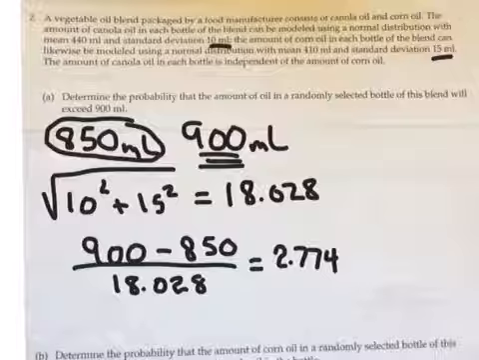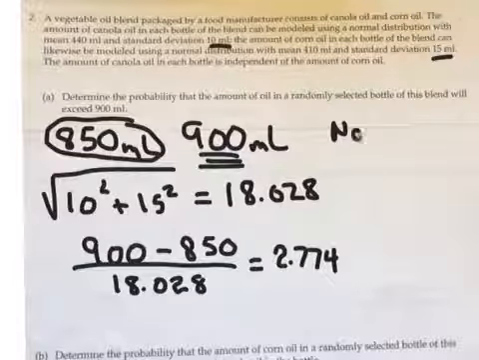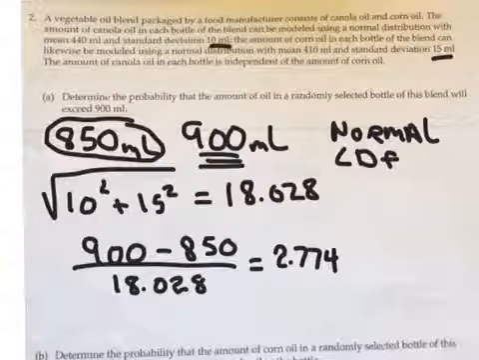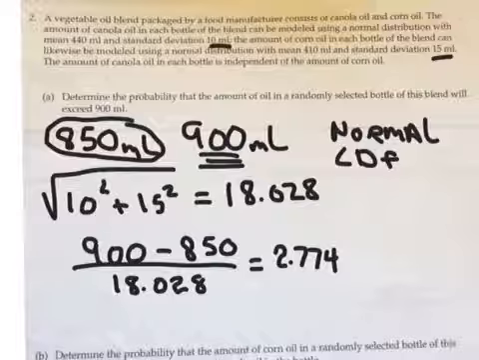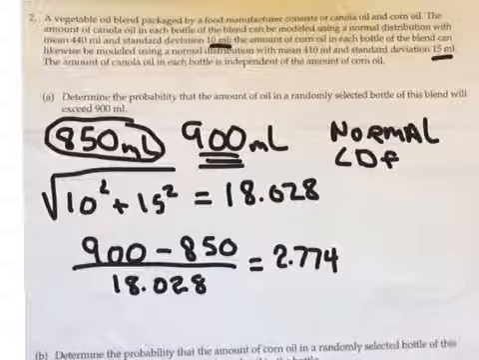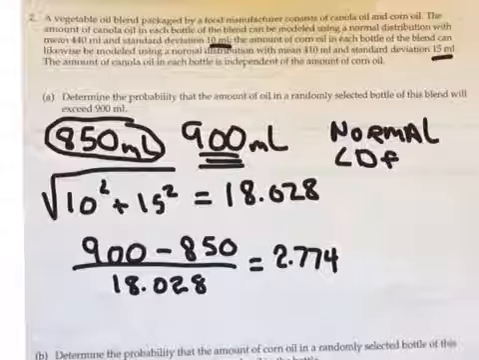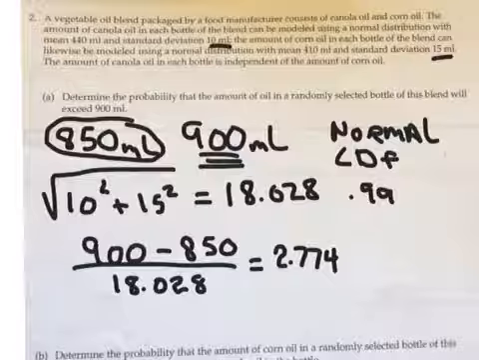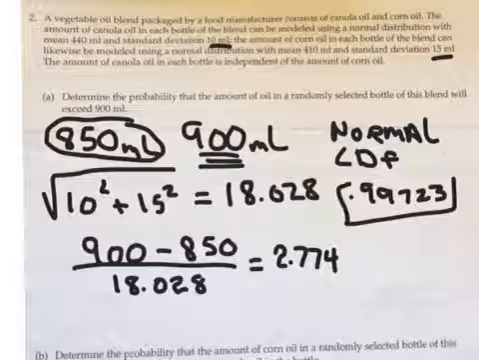We put it into normal CDF in the calculator. So when we do that, we say we want to see if it exceeds that. Let me check. Yes, we want to see if it's bigger than that. So we'll do normal CDF, and what do we get for that? 0.99723. And what do we do with this?